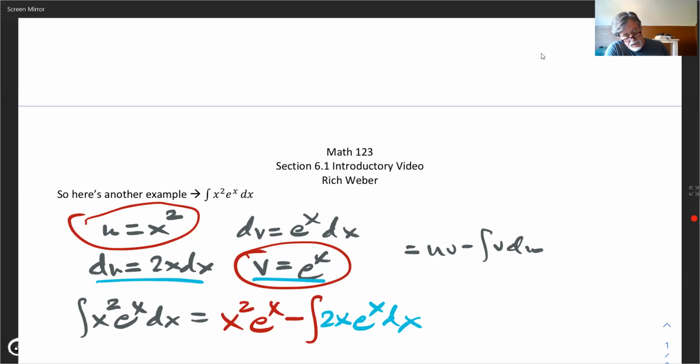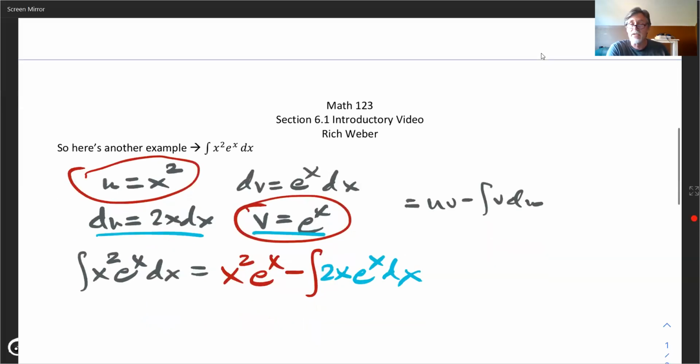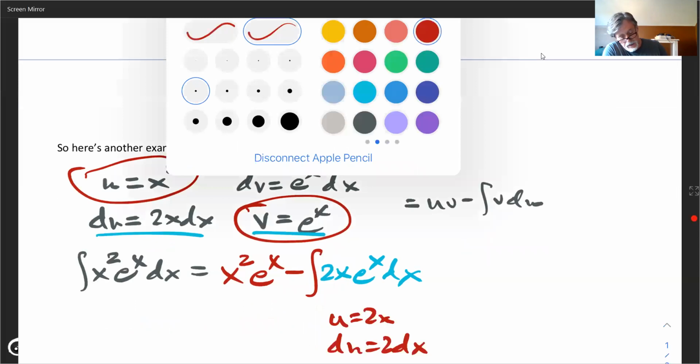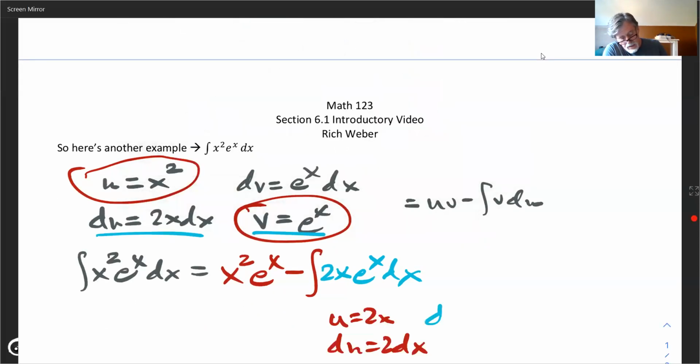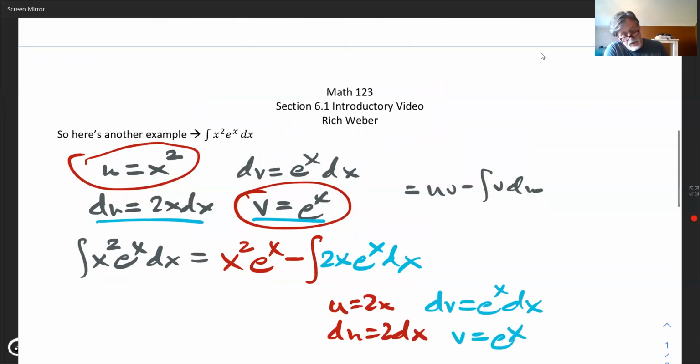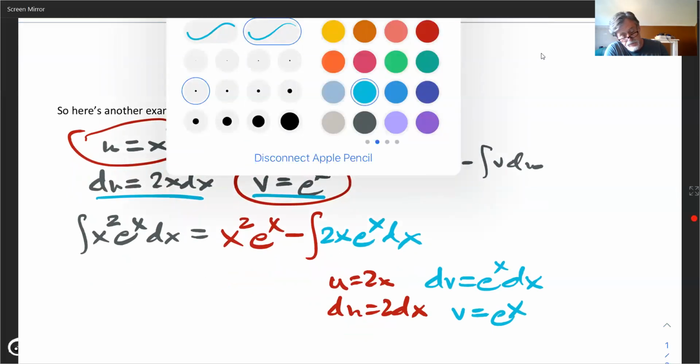Okay, you'd like to say we're done, but we still cannot integrate 2x e to the x. We're going to do it again. So for this integral over here, let u equal 2x. When I derive it, du is 2 dx. And the other guy, let dv once again be e to the x dx. Integrating, v is e to the x. So I'm going to put those pieces together. We're going to get a final answer coming up here.